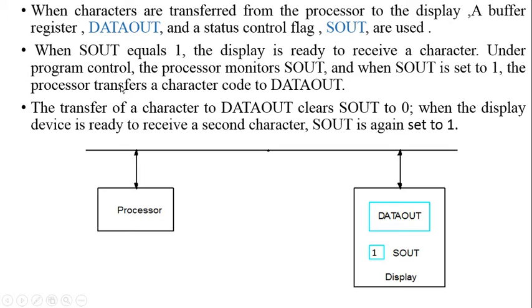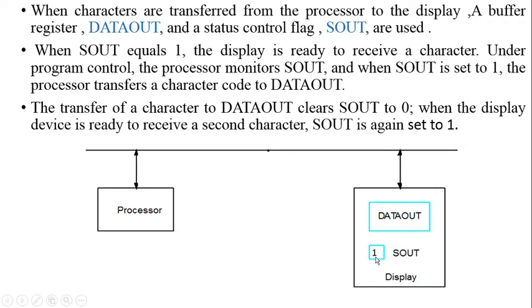The program always monitors the value of this status flag SOUT, and when SOUT is set to 1, the processor transfers a character code to data out. The transfer of the character to data out clears SOUT to 0. When the display device is ready to receive the second character, SOUT is again set to 1. Meaning, the monitor program always monitors the value of this SOUT flag.